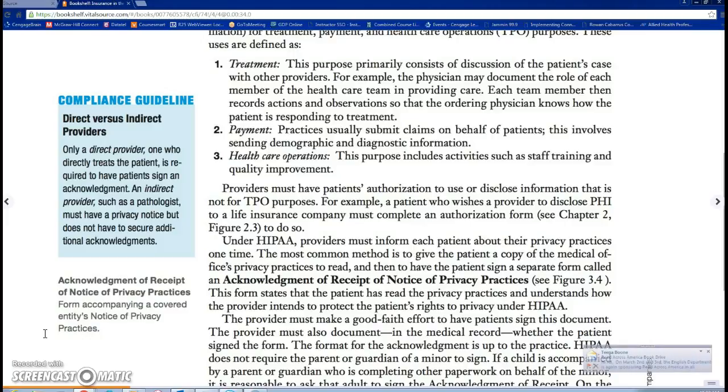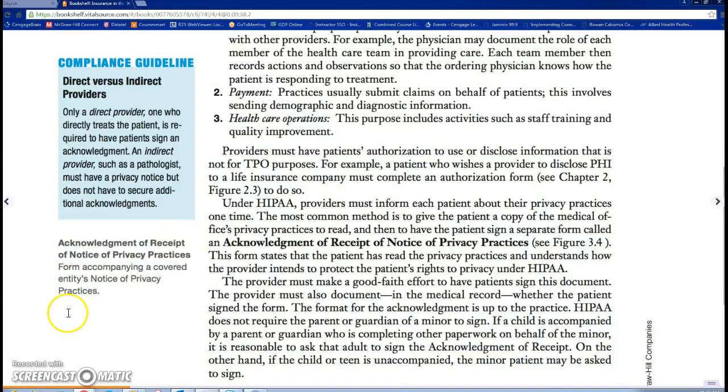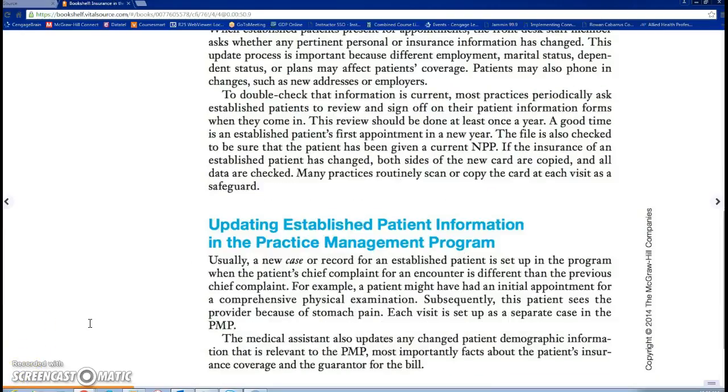They also usually have an acknowledgement of the receipt of notice of privacy practices. They give you a copy of what their privacy practices are and have you sign that. That usually happens every year, and actually most of this paperwork has to be completed every year because they want to make sure that their files are up to date. If you're an established patient, they're probably just going to verify that your information is correct and ask you if there are any changes that they need to be aware of.